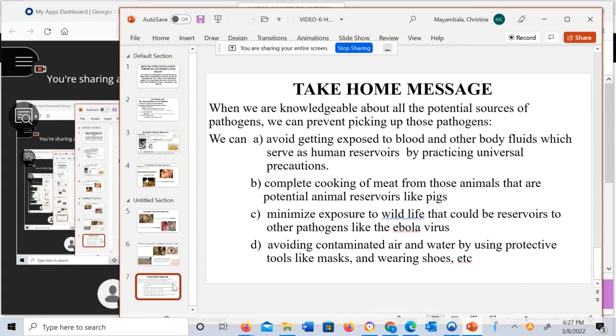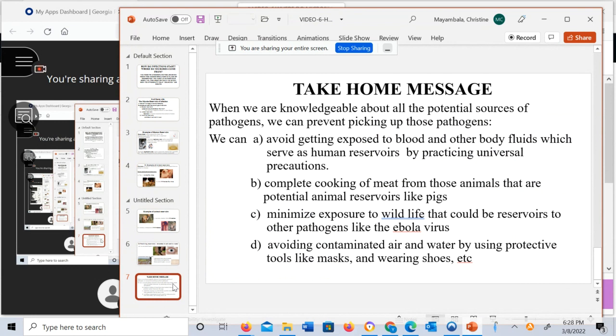So for this reason, slide 7 is summarizing the take-home message, why we have to understand the various sources of these microbes, the various reservoirs, because when we have that knowledge of the potential sources of pathogens, then we know better how to prevent them by interfering with the connection between the sources and us. There are several things we can do.